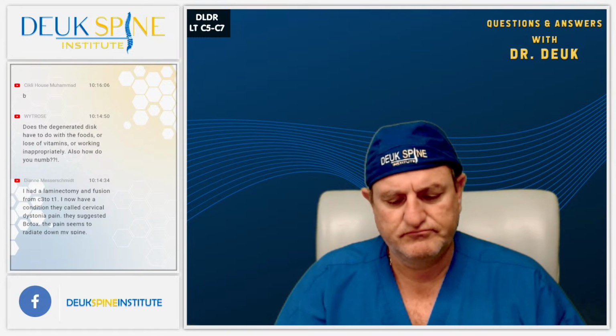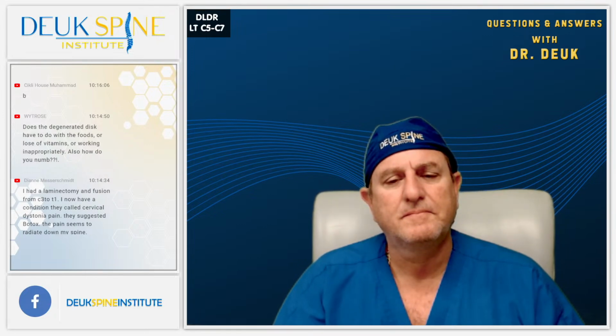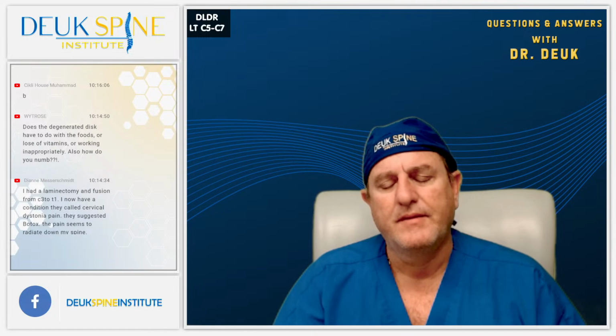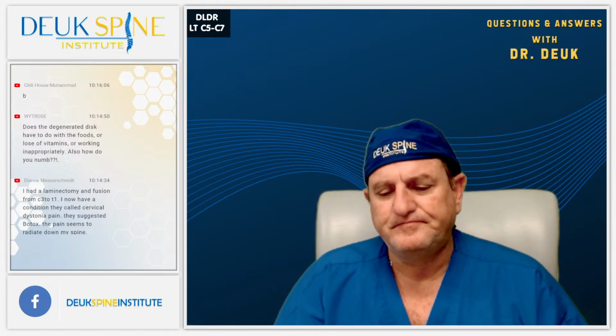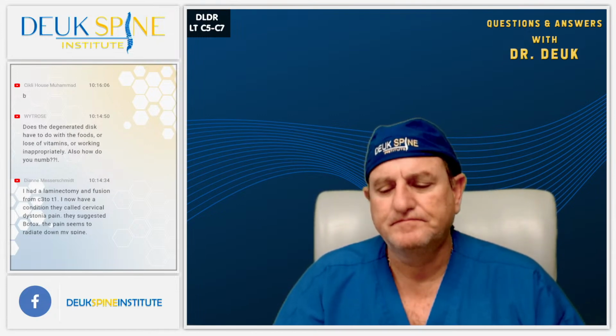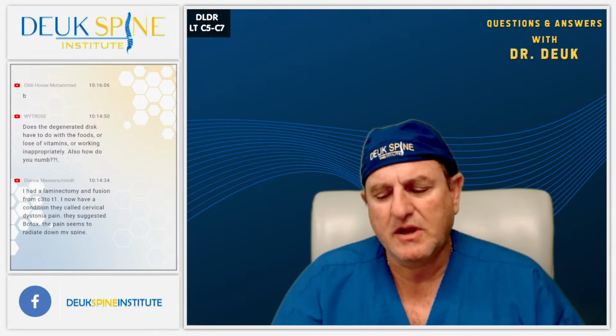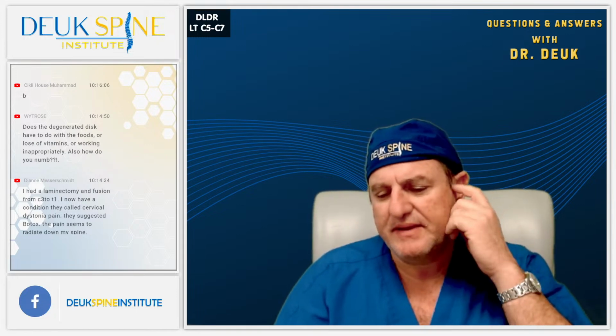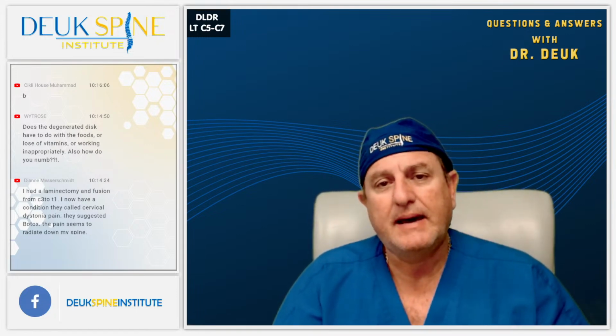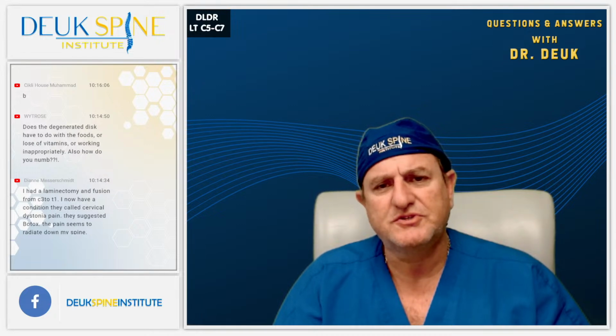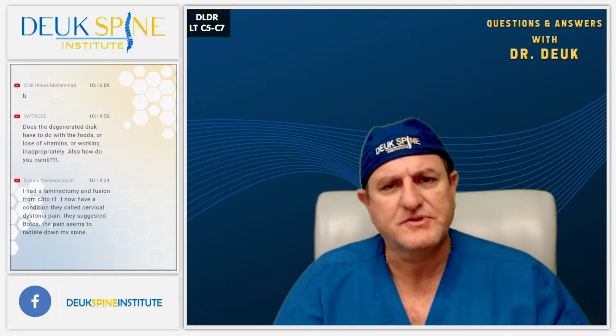Okay. This next one comes from Diane on YouTube. And they said, I had a laminectomy and fusion from C3 to T1. I now have a condition they call cervical dystonia pain. They suggested Botox. That pain seems to radiate down my spine. Yes, first of all, thanks for sharing. You are talking about a fascinating issue that honestly I struggled with as a surgeon in the very beginning of my career many years ago.